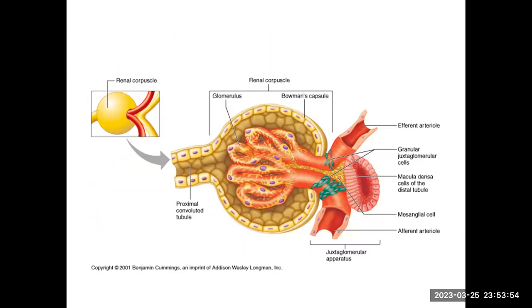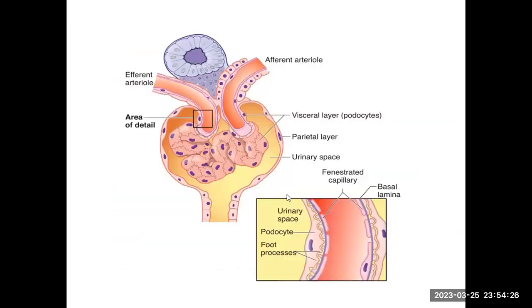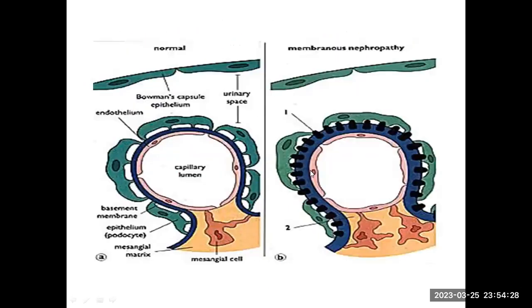And as you can see here, normally, if you try to draw the Bowman's space, you will have the shape of a crescent. So if these cells have filled this space, it will take the crescent shape of the normal space. For that reason, it will be called crescentic glomerulonephritis. This is a name given after the shape of these cells obliterating the Bowman's space, as you can see here in this picture.